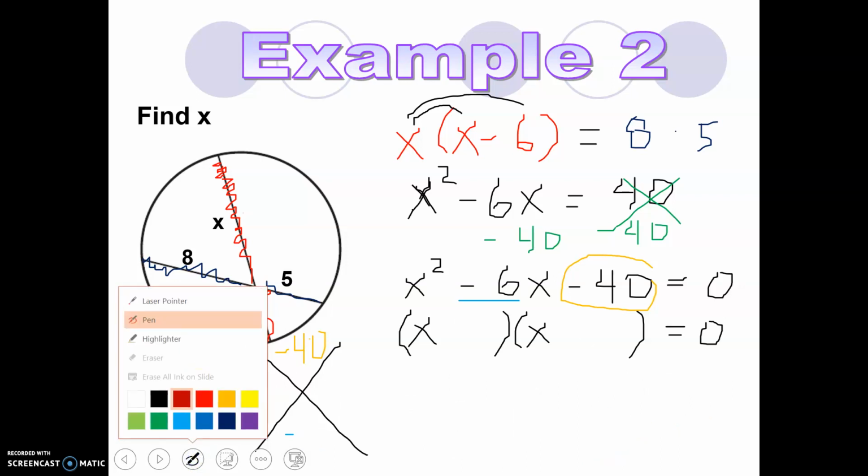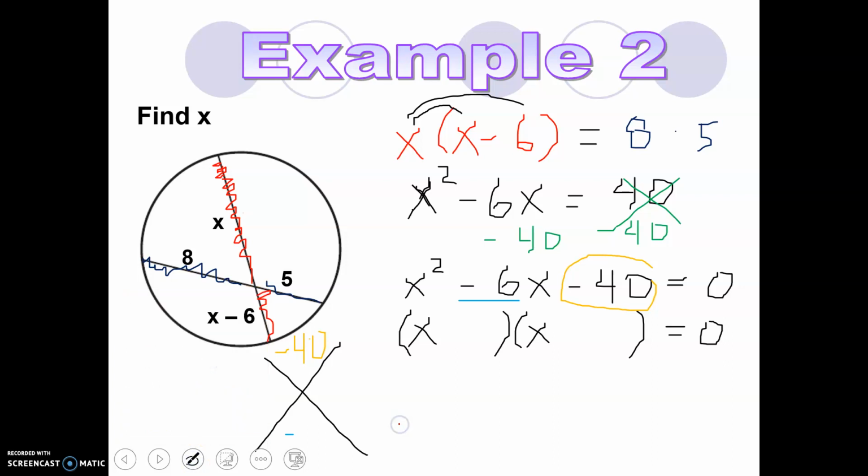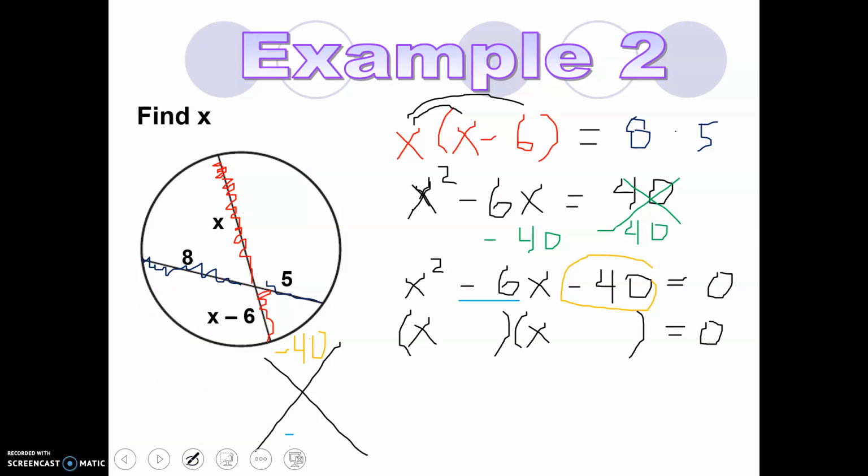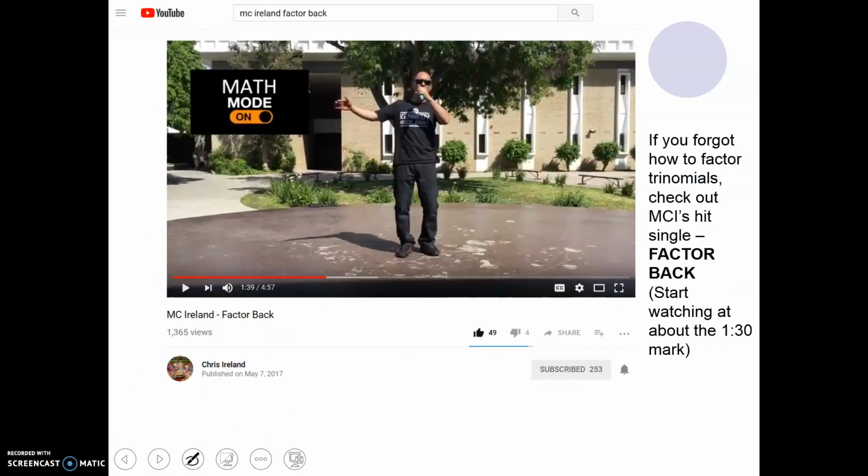All right, let's move on to one last problem here. And as I try to erase all this, you know what? I'm just going to leave it there. Let's move on here. Oh, what do you know?